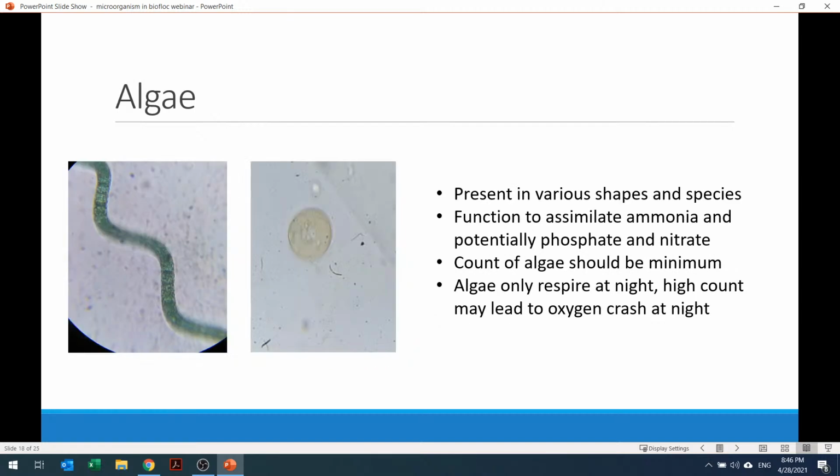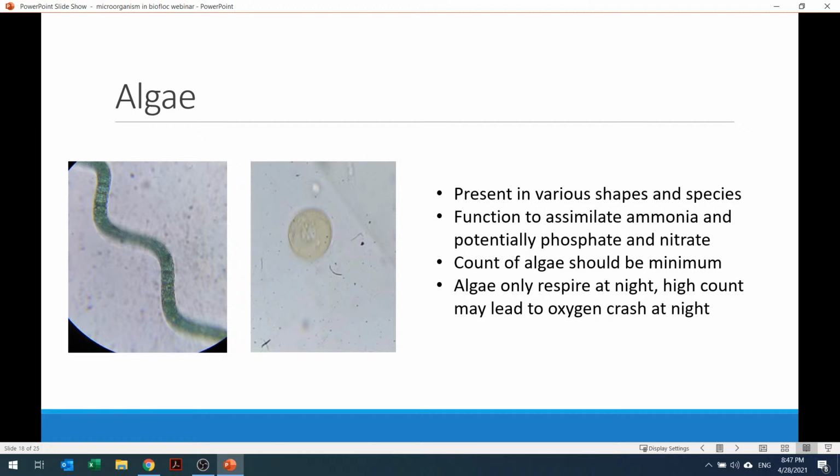The other common microorganism in biofloc is algae. Algae is one of the most diverse aquatic organisms that are able to conduct photosynthesis. Seaweed is also a type of algae which is usually consumed by humans. On the other hand, algae in biofloc are microscopic, and can only be observed under a microscope. They can also be present in various shapes and species.